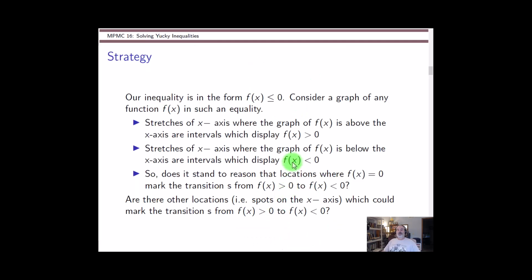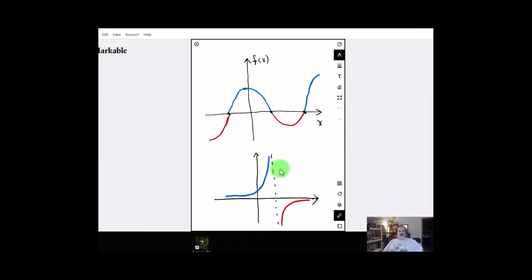Now, I haven't talked about that lower graph, and that's because there's an open question here. Are there other locations where a function might suddenly switch from being less than 0 to being greater than 0, or vice versa? Not just places where the function is equal to 0. The answer is yes. And so this second picture is an example of that. I'm sure you've seen graphs like this before. This is a graph with an asymptote. The blue section is f of x greater than 0. The red arc is f of x less than 0. So it does switch from one to the other, but there is nowhere on this graph where f of x is equal to 0. However, the break happens at the discontinuity.